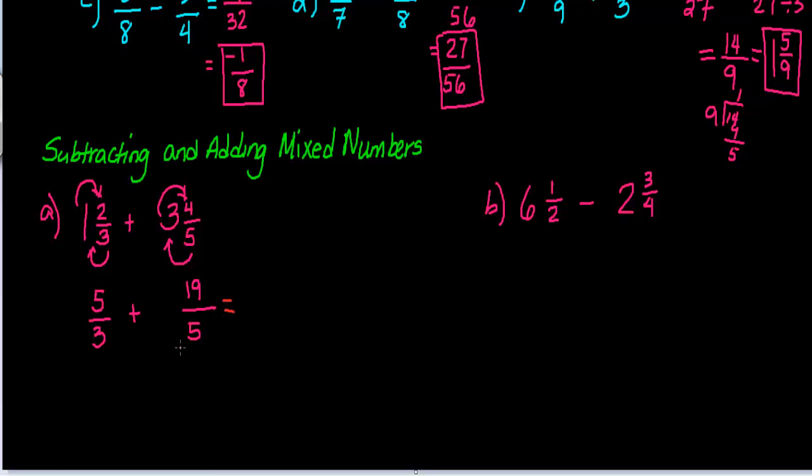So you know what to do with that little trick I showed you. You take the denominators, you multiply them together, you get 15. You cross multiply 5 times 5 and you get 25. There's a plus sign, so let's do plus. And then you cross multiply 3 times 19, and you get 27, carry a 2, you get 57.